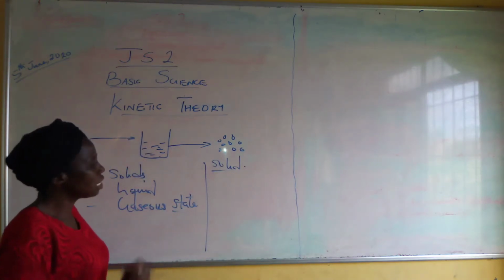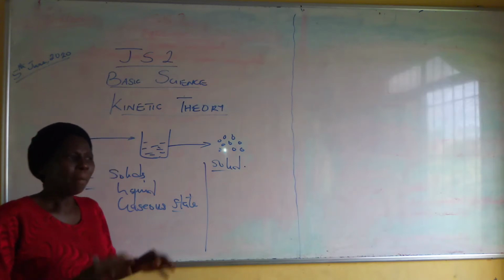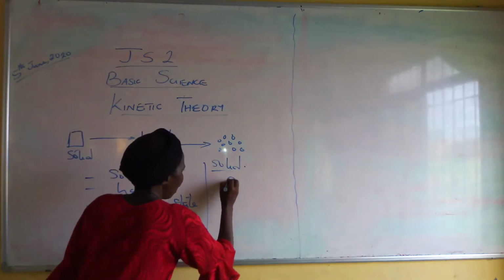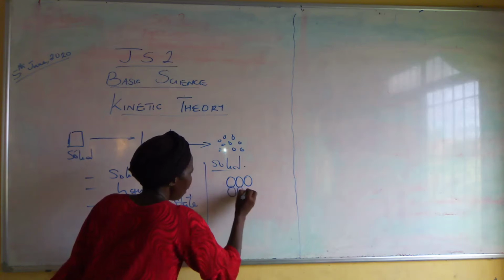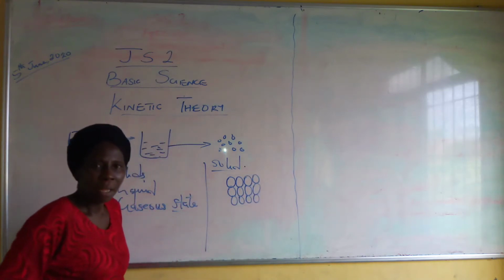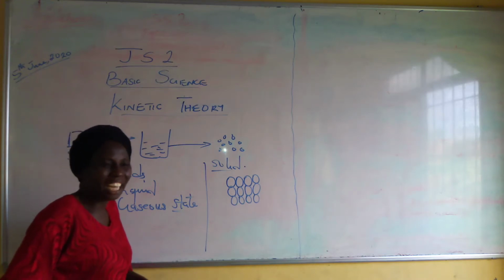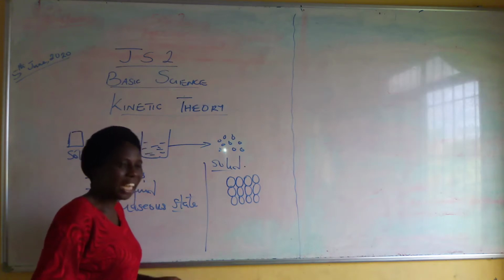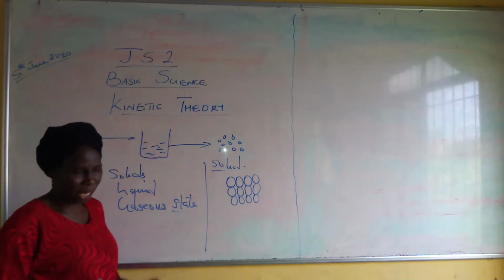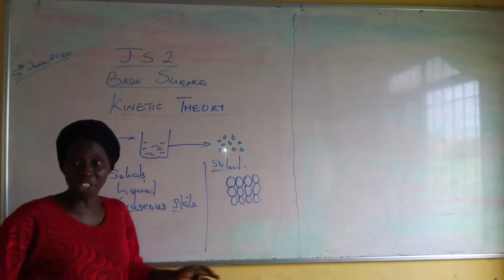Solid. Particles in solids are closely packed, firmly held together by forces of cohesion. Because they are closely packed and firmly held together, there is a kind of restriction. They are not so free, so they can only rotate about a fixed point and vibrate. And they are not free to translate.